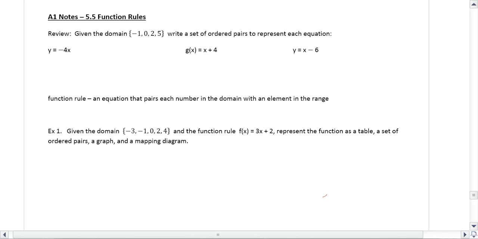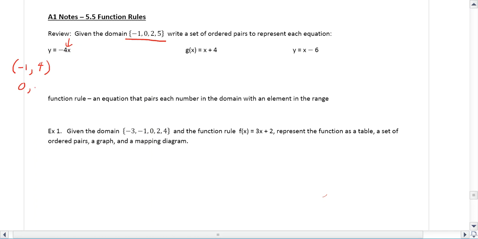If you're given a certain domain and you're asked to write a set of ordered pairs to represent each equation. So here's the domain. It is limited to only these 4 points. So you take them one at a time and plug it into the x to find the output. And we're supposed to write them as ordered pairs. So if the input is -1 with the x, put in the -1 where the x is. -1 times -4 is +4, so the output is 4.